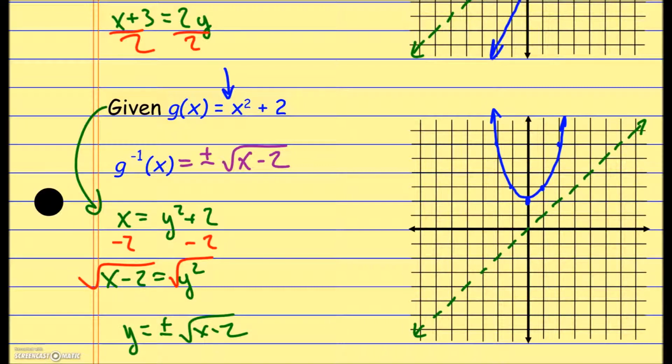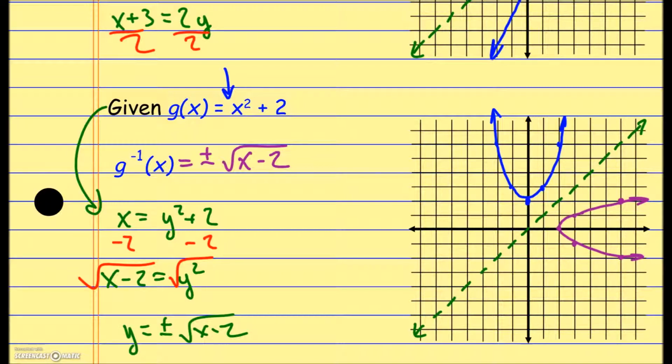So I take each ordered pair. I have that ordered pair (0, 2). That becomes (2, 0). I have the ordered pair (1, 3) becomes (3, 1). I have (-1, 3), so (3, -1). I have (2, 6), so (6, 2). And then I also have (-2, 6), so that's (6, -2). And so the graph that I come up with here is kind of this sideways looking parabola.